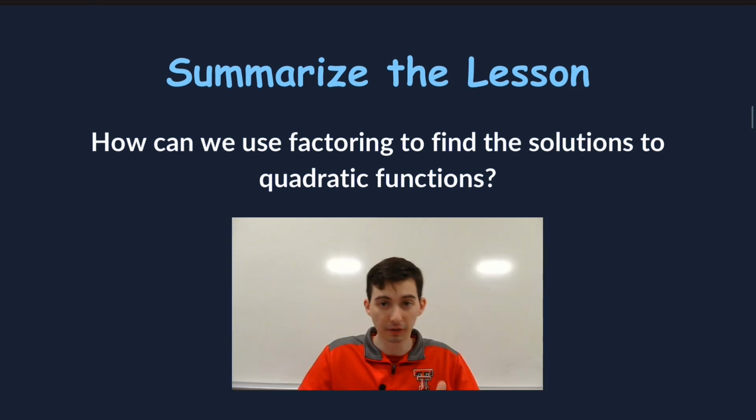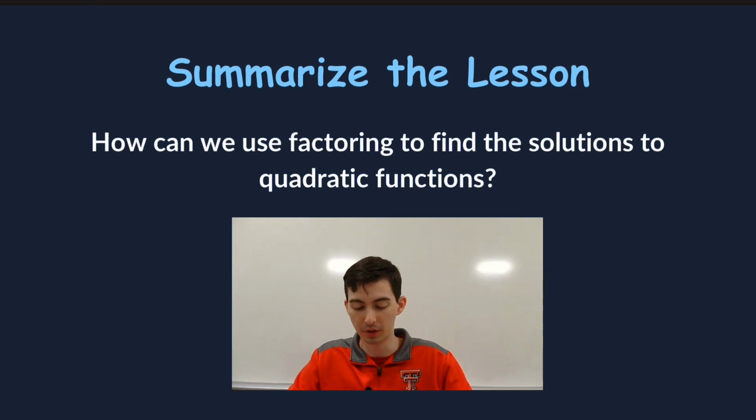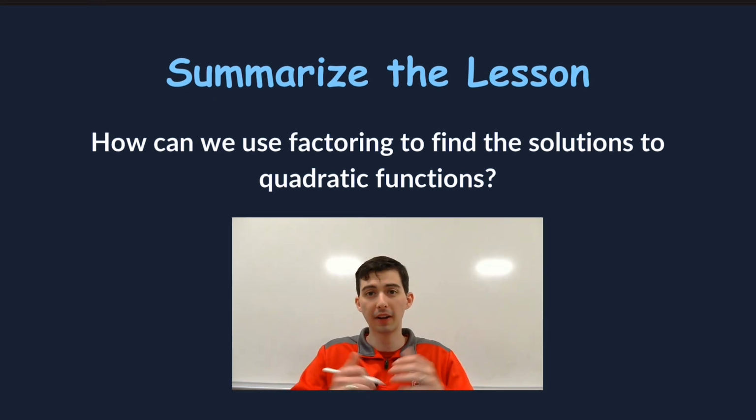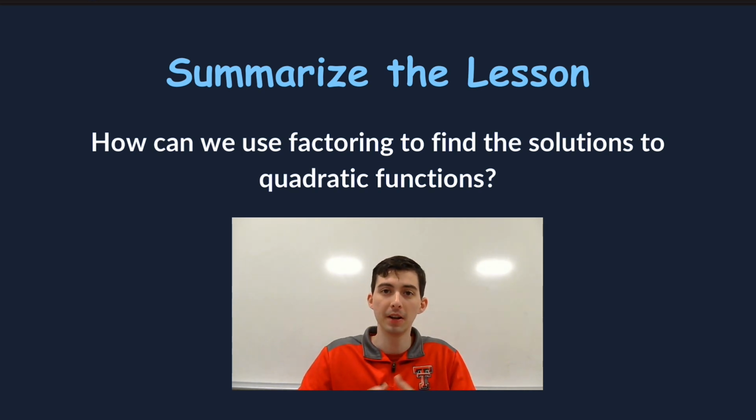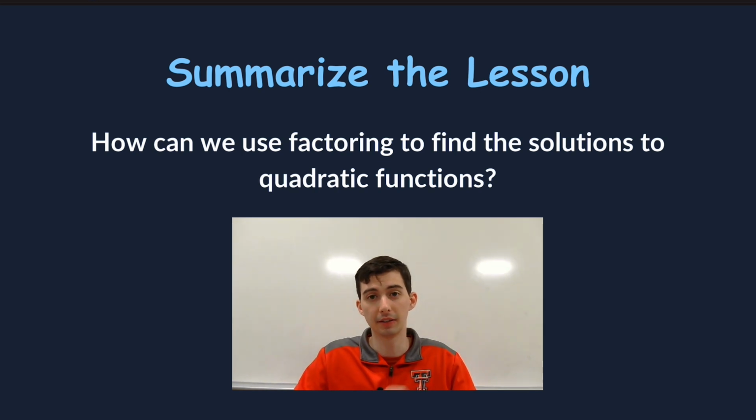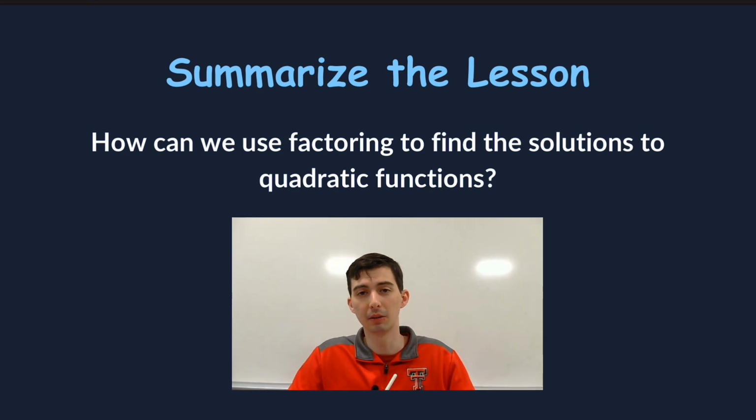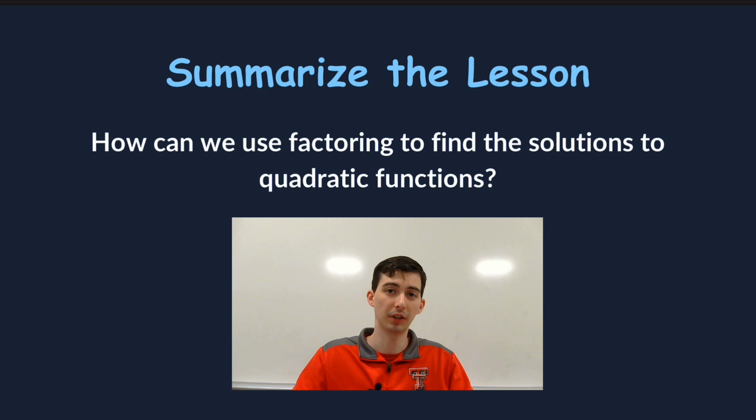This has been our lesson over solving quadratic equations with factoring. We can use factoring to find the solutions to our quadratic functions just by setting them equal to 0 and solving for x. And that'll tell us our solution. So this is usually the easiest way to solve quadratics, but we are going to look at some examples of quadratic equations that are not factorable.